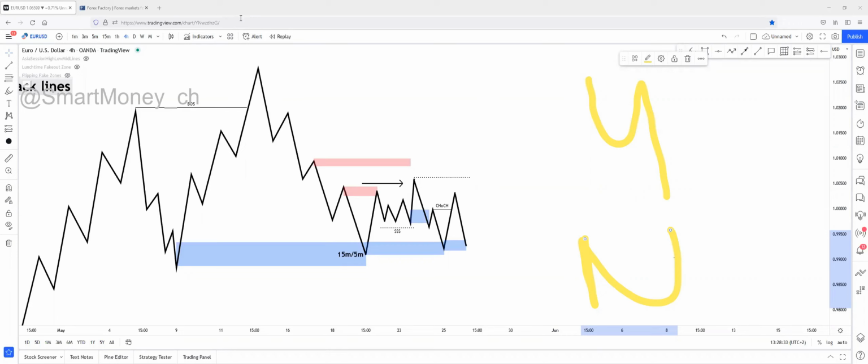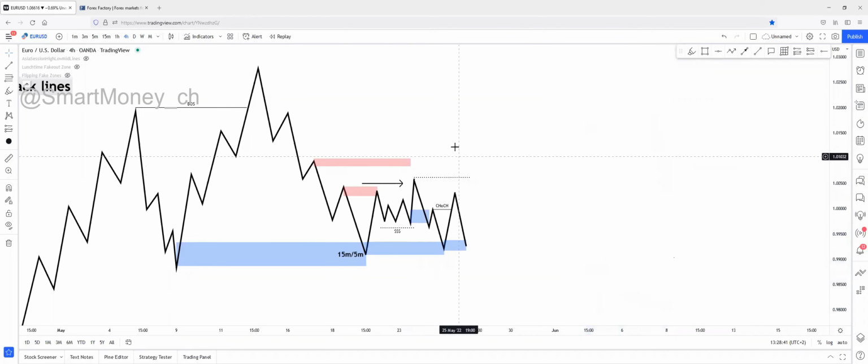Yes, it's a little bit frustrating, but you know, it's better to wait for confirmation than taking huge losses because of impatience. So yeah, it's better to wait.